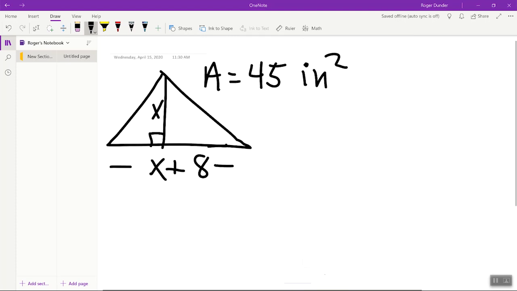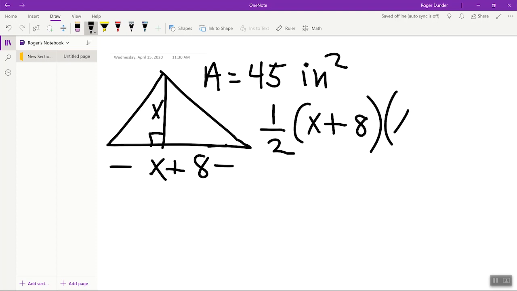Okay, here's our next example. We would like to solve for x in this expression. So we have a triangle. The height of the triangle is x, and the base is x plus 8. We've been told that the area is equal to 45. So I believe you all know the formula for the area of a triangle. It's 1/2 base times height. So here we go, 1/2 of the base, which is x plus 8, times the height, which is x, and that must be equal to 45 square inches.